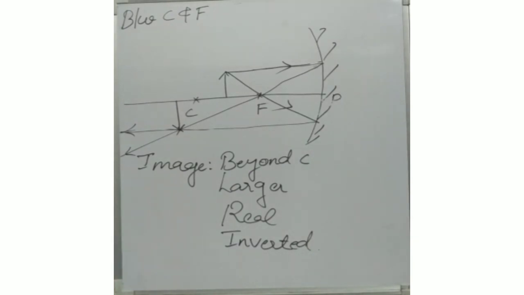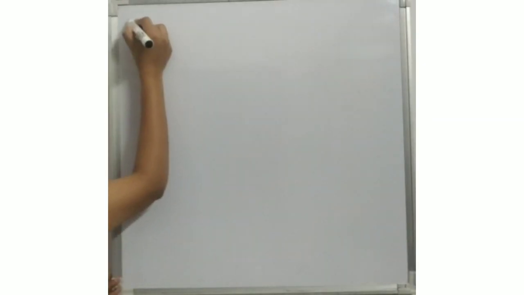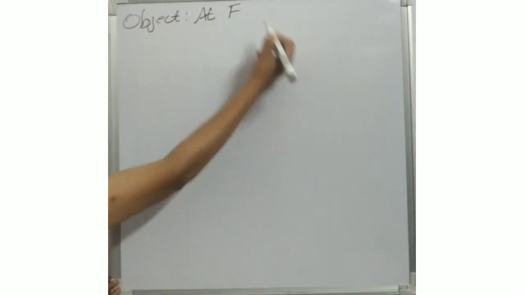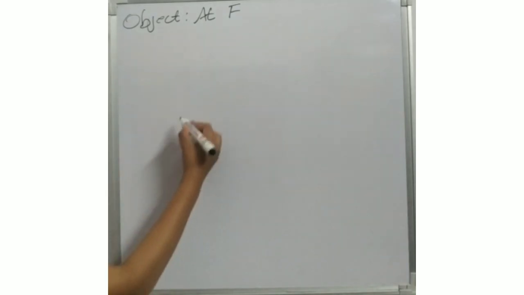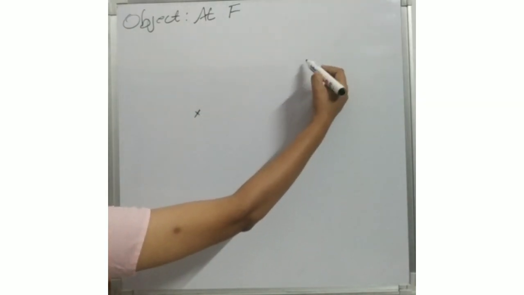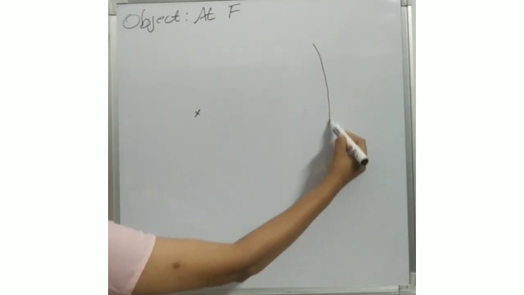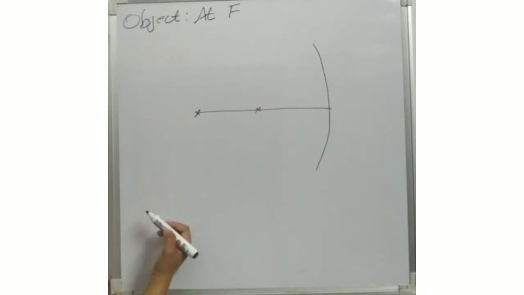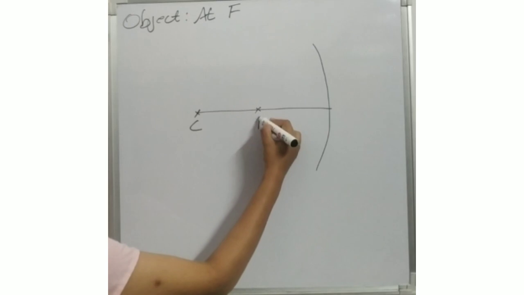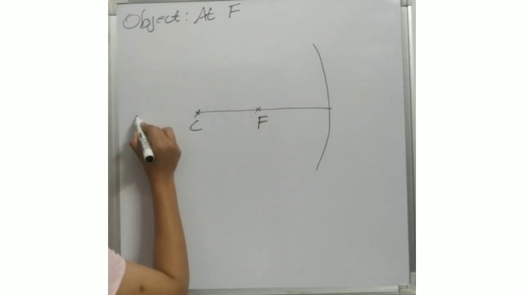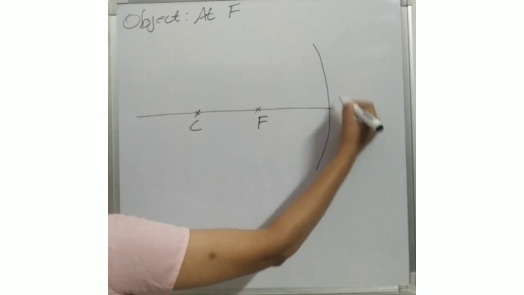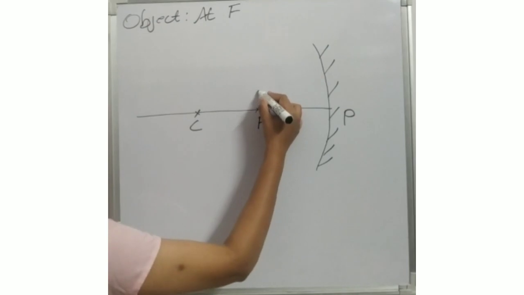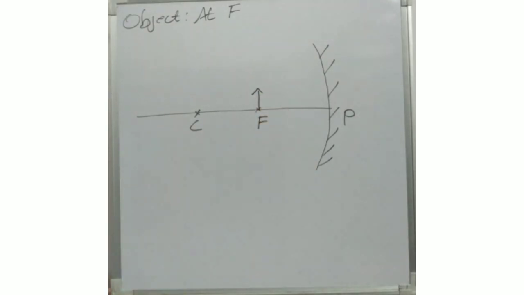Now, next one, we are assuming that the object is kept at F. The object is placed at the focus. Here also follow the same procedure, that is, draw an arc. So this is F, the center of curvature. This is the focal length. We have to extend this line. This is P, this is a mirror. Now the object is placed at F, so we can draw the object at F.